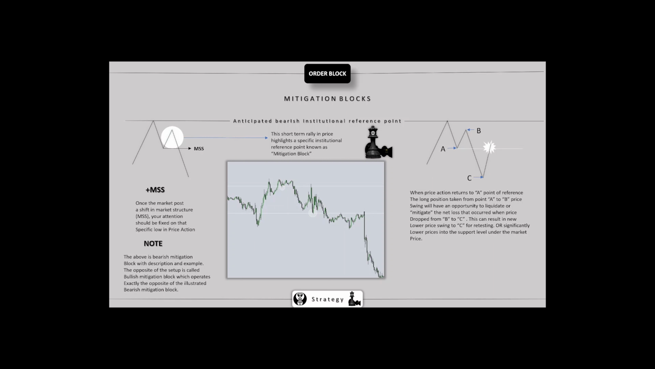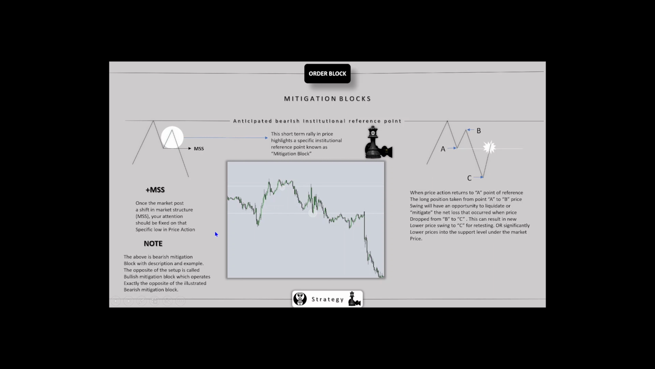has something called MSS. MSS is market structure shift. Once the market structure shifts, your attention should be fixed on that specific low in price action. After it has formed a market structure shift, don't hop into a trade thinking the bus has already left you. Be patient and see it retrace back, so your focus will be at this particular point.